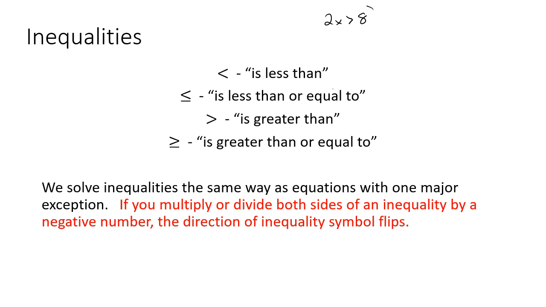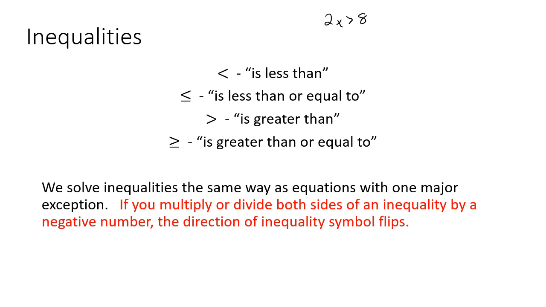Now, as we start solving these inequalities, for the most part, the procedure is exactly the same as solving an equation. You can add the same number to both sides, you can multiply both sides, and so on and so forth. There is one major difference, however, and that is if you multiply or divide both sides of an inequality by a negative number, the direction of the symbol in the middle flips.